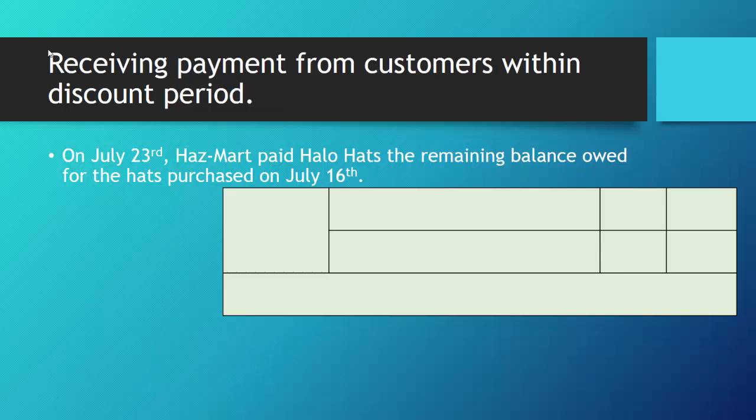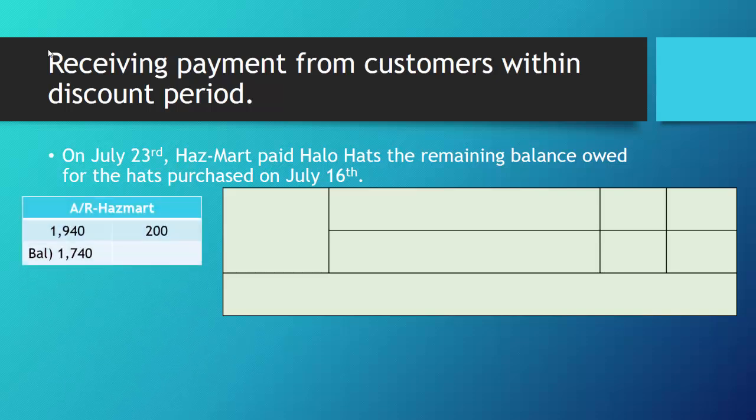So now, let's say that we're receiving a payment from a customer, in this case Hasmart, within the discount period. On July 23rd, Hasmart is going to pay Halo Hats the remaining balance that is owed from that purchase they made from us on July 16th. Well, originally, we had a $1,940 receivable on the books. We assumed they were going to get their discount, and that's how much they were going to send us. Well, we just gave them $200 off when they returned some of that inventory to us. So right now, the balance of the receivable from them is $1,740.